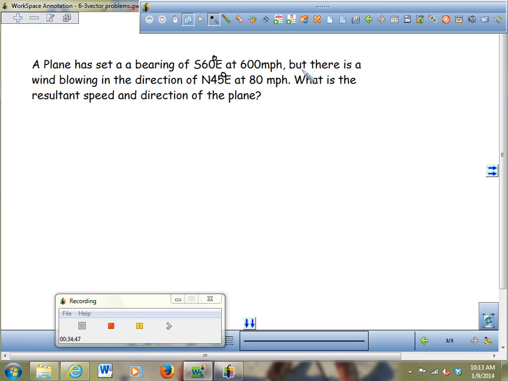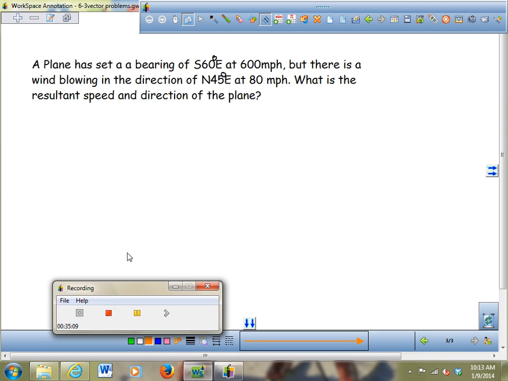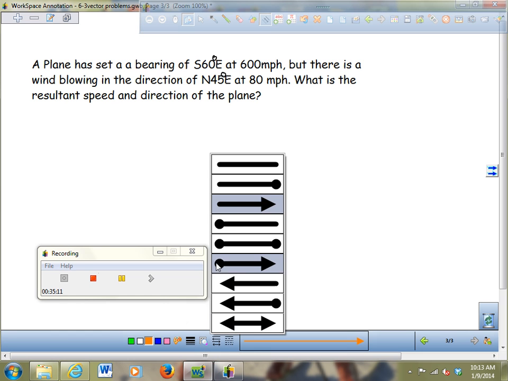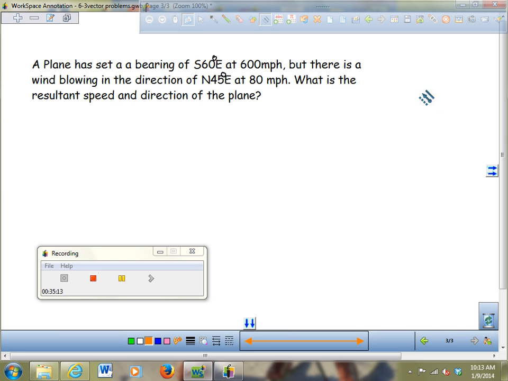Okay, a plane has set a bearing. So what you want to do for this type of problem is not do that. You want to draw arrows with lines on both ends. Let's just draw this. What you want to do with this type of problem is draw a picture. Okay, so a plane has set a bearing of south 60 degrees east.